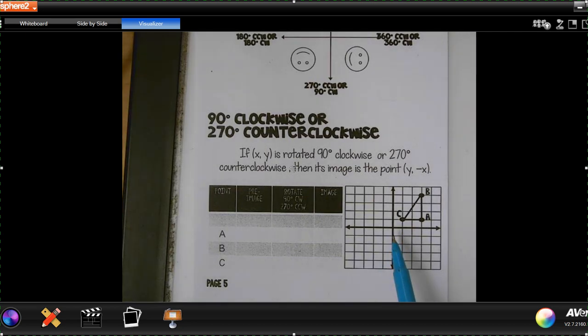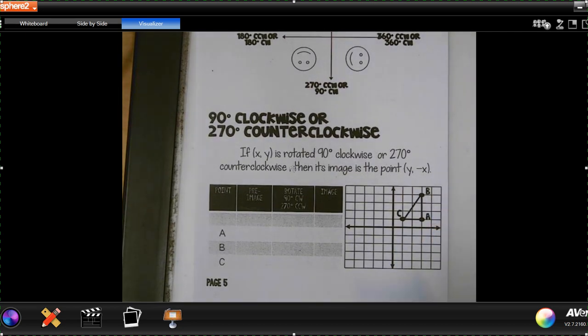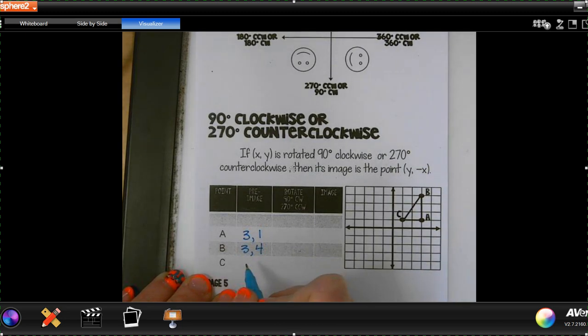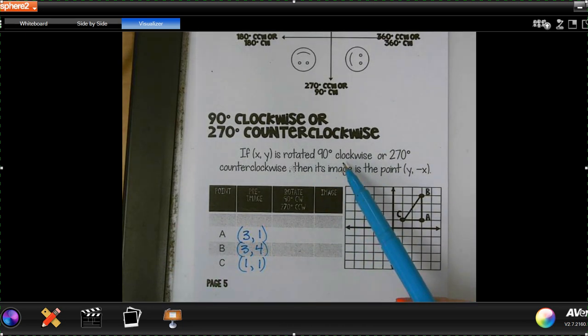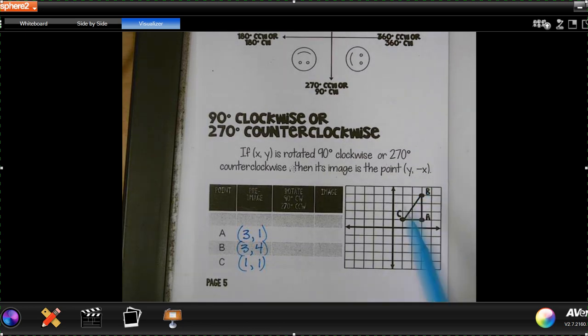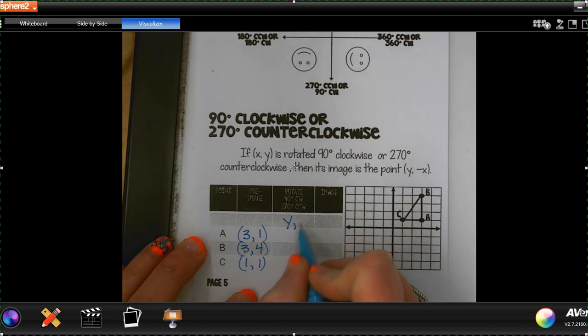So the first thing that we're going to do is get our data points. For A, we have 3, 1, and it's going to be the same for all of them, which will be kind of nice, so we can just get those written down. B is 3, 4, and C is 1, 1. All right, so the rule here for 90 degrees clockwise is we're going to flip, the X becomes Y, and then we're going to make X opposite. So I'll explain that here, but I want you to just write Y, comma, negative X.